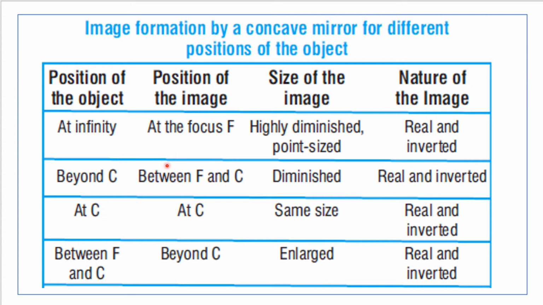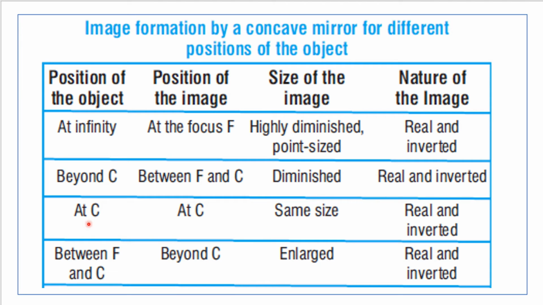Now discuss the image formation by a concave mirror for different positions of the object. The first one is when the object is at infinity. The image is formed at the focus. The size of the image is highly diminished and point sized, and the nature of the image is real and inverted. The second case is when the object is beyond C. The image is formed between F and C, the image is diminished, real and inverted.